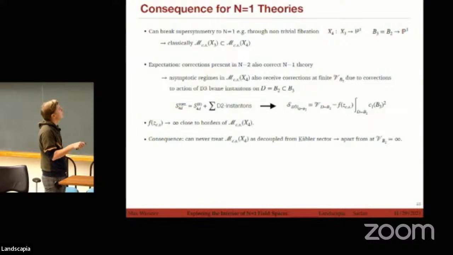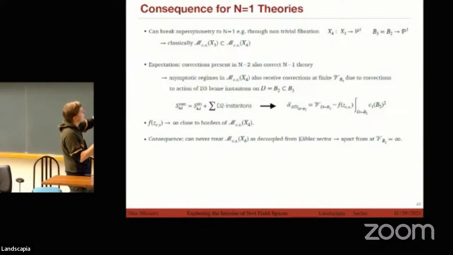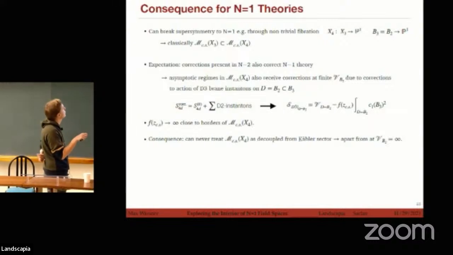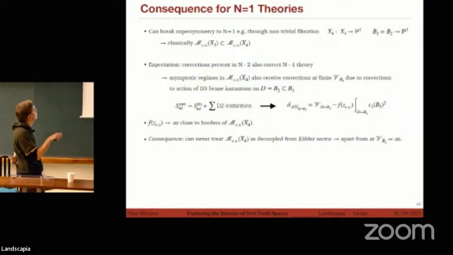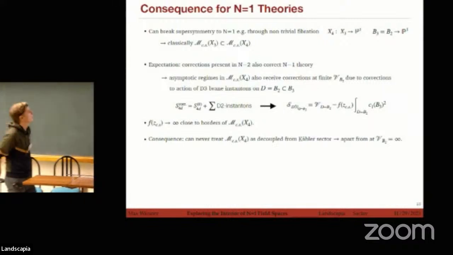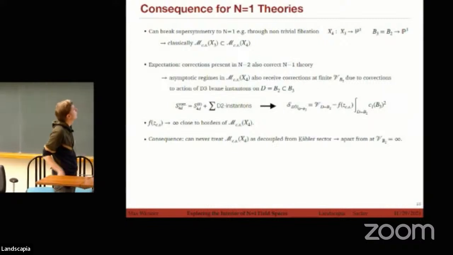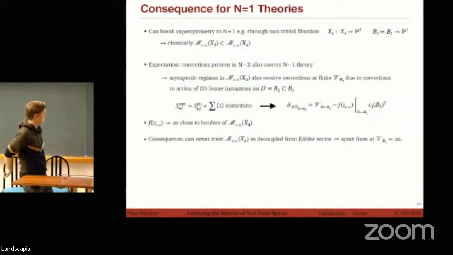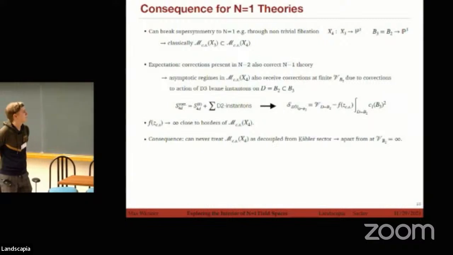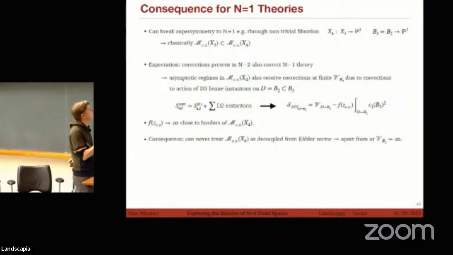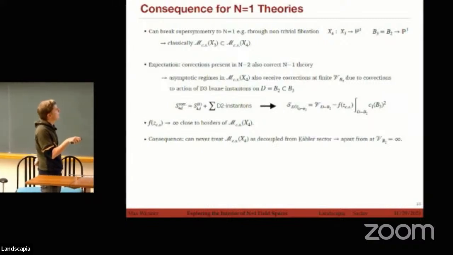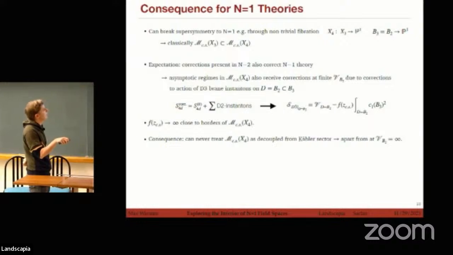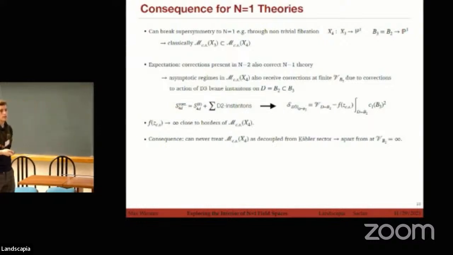This goes to infinity close to the boundaries of the complex structure sector of X4, or better to say the subspace of it, because this is just the same as the effect of the D2 instanton. And so the consequence is that we can never treat X4 as decoupled from the Kähler sector unless we are at full infinite distance limit.